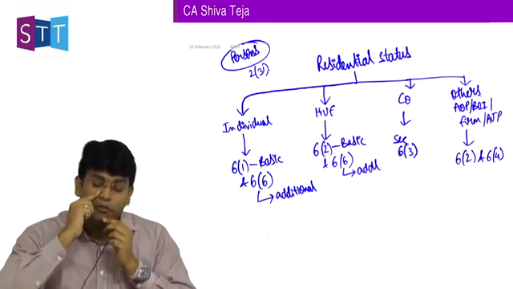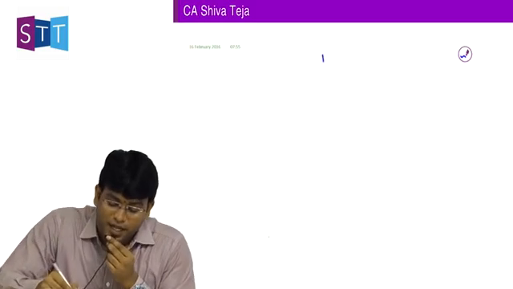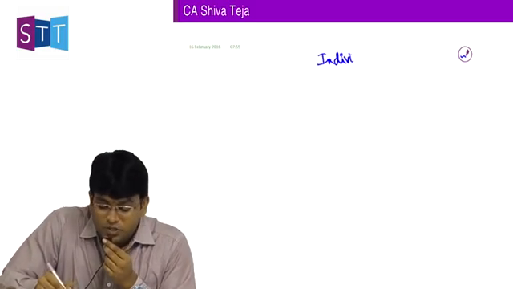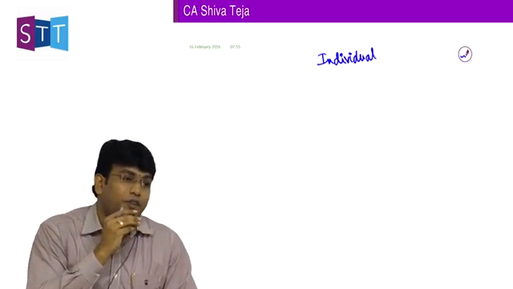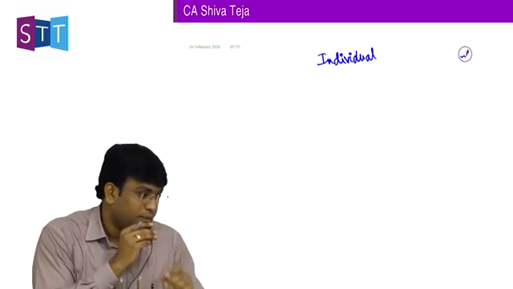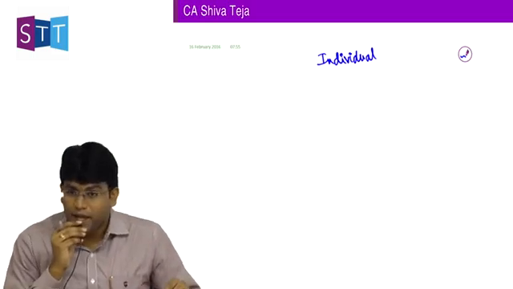Let's now focus on the first very important concept with regard to individual. There is a tremendous concept in this, and some terrific points are there, and there are a couple of notifications given by CBDT which are important. Let's focus on that. Okay, guys, please see this.